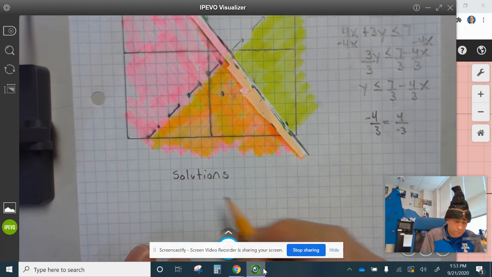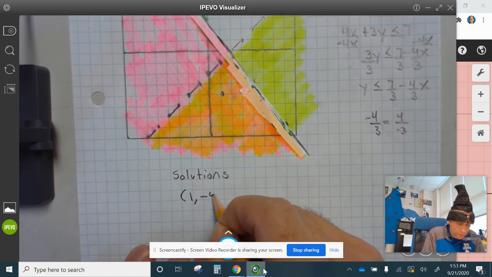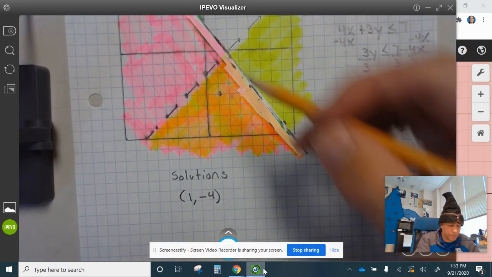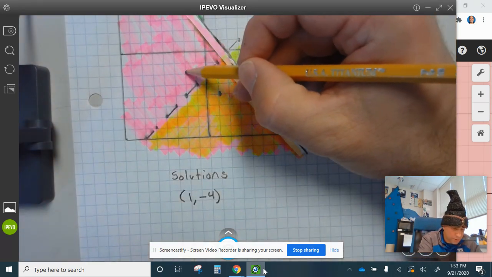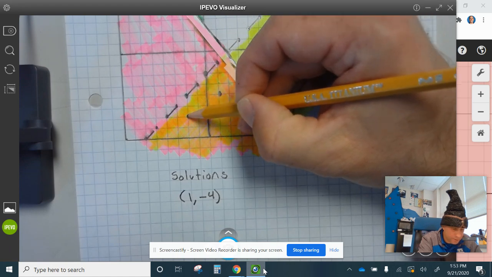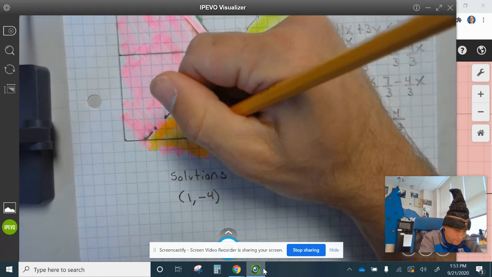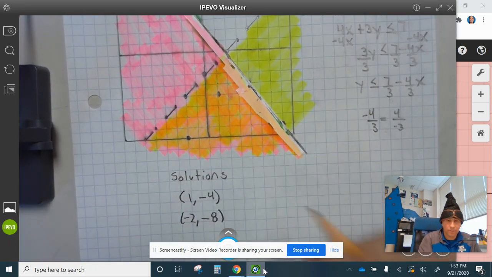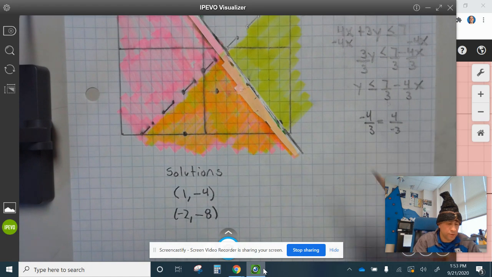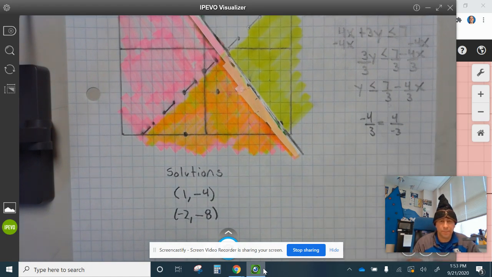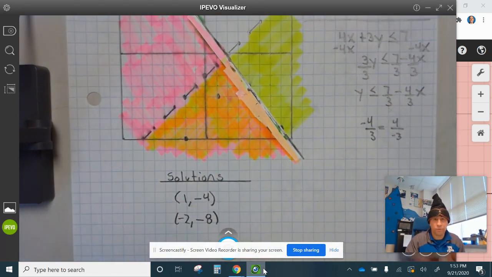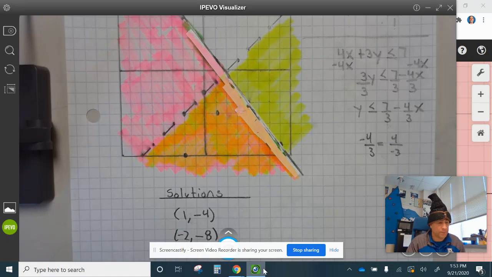So 1, negative 4 is an option. And you can pick more than that, but I'm just picking some. Now, negative 2, 1, 2, 3, 4, 5, 6, 7, 8. So negative 2, negative 8. And really, anything in this orange region you could pick and it'd be a valid solution, okay? All right. So let's go ahead and finish up example 2.